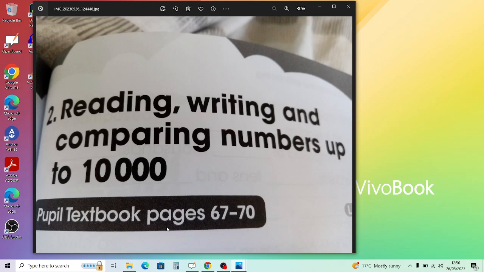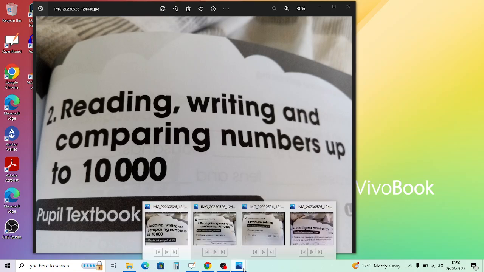Look for the numbers up to 10,000 in surroundings. Read as many as you can, and how they are composed. So it's about showing you real life examples of these numbers and their implications.